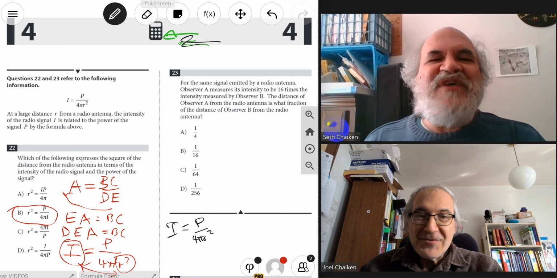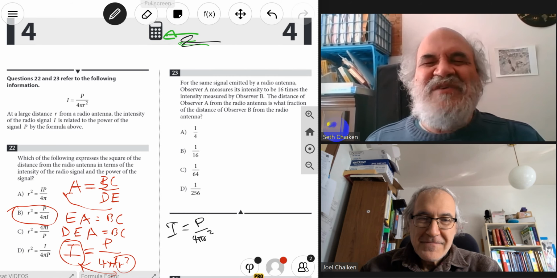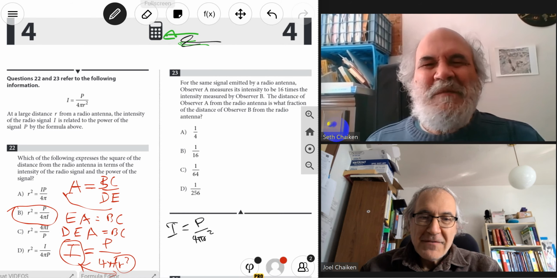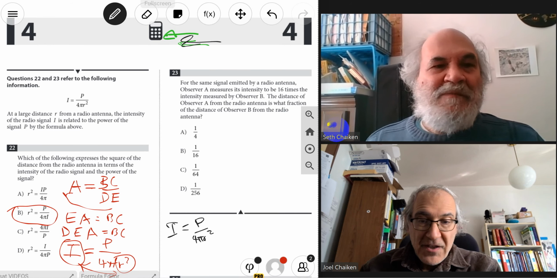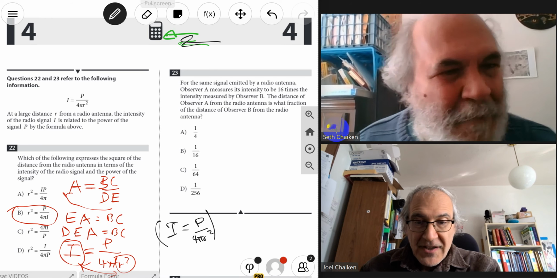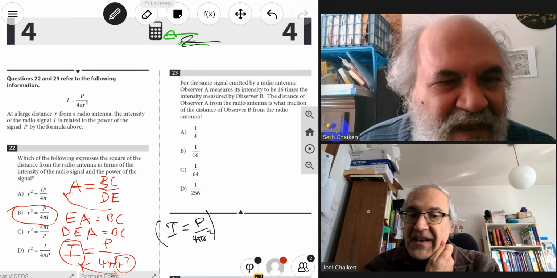But correctness is prior to fluency. Right, but Seth, let me show how you do it if you don't have the same fluency. You can multiply both sides. You want to get that r squared by itself, and it's in the denominator.